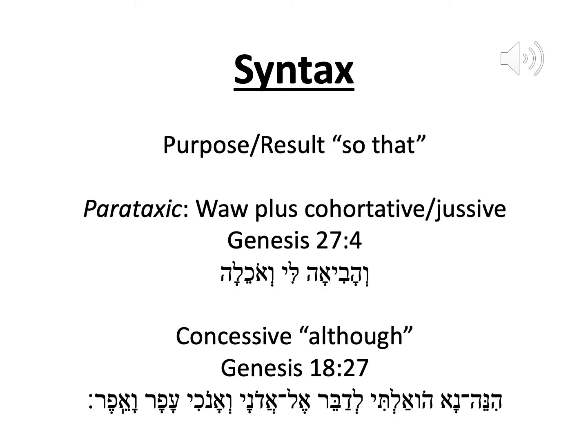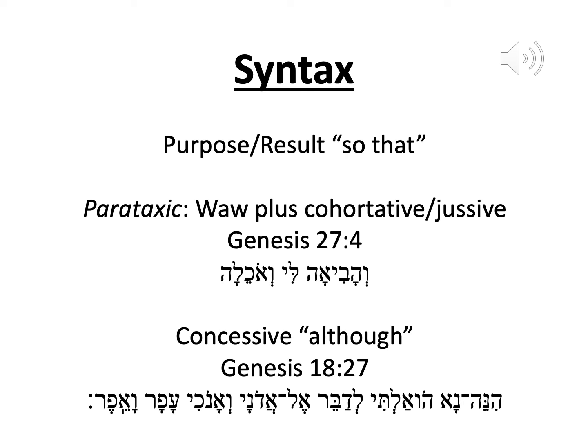Oftentimes, clauses are used to indicate the purpose or the result of the previous clause. So that. Oftentimes, this uses the word al ma'an, "on account of," or ki, "because," or other similar usages, but occasionally we have a parataxic use of the vav plus a cohortative or jussive. So that in Genesis chapter 27, verse 4, we read, "And bring it to me, and I will eat." Although this is, "you bring it to me so that I can eat," that parataxic use of the vav.